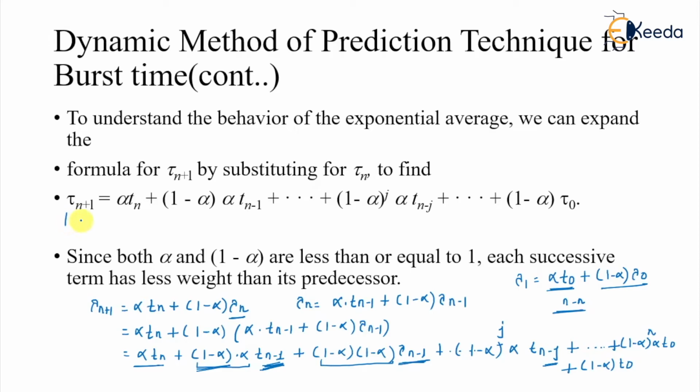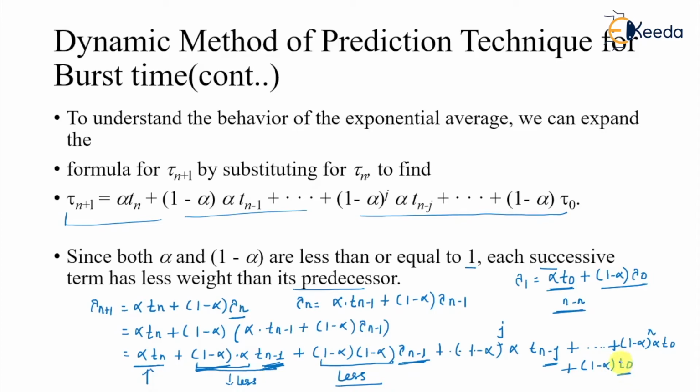So this is the equation that summarizes it very well in this case, and that is the formal derivation. Now, since both alpha and 1 minus alpha are less than or equal to 1, each successive term has less weightage than its predecessor. So alpha weight is there, then 1 minus alpha into alpha weight. So here it will have less weight, and this lower weight will continue until we get to tau 0.